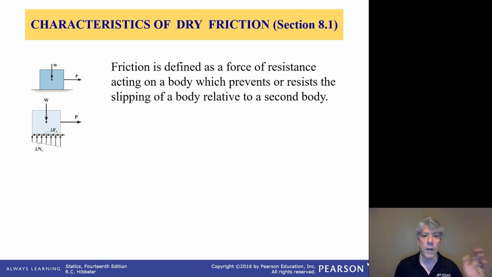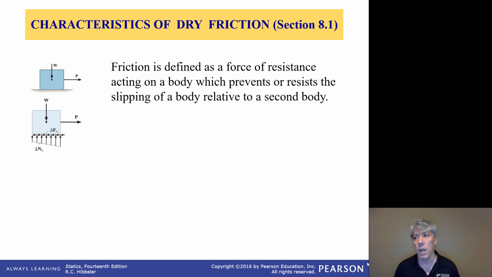What is friction? Well, it's defined as a force of resistance acting on the body which prevents or resists the slipping of a body relative to a second body. What the heck does all that mean? Friction resists motion. That's what it means. Friction simply resists motion. So if you notice, we've got a block here on the floor. We're trying to pull it to the right with a force P, and friction will resist that, right? Even whether the box is moving or not, friction will resist it.